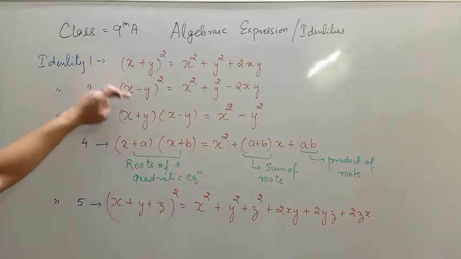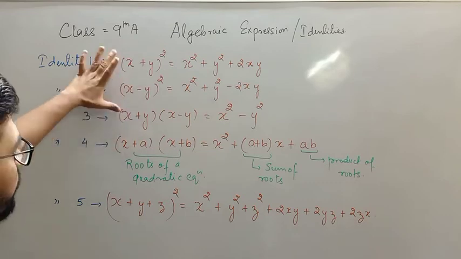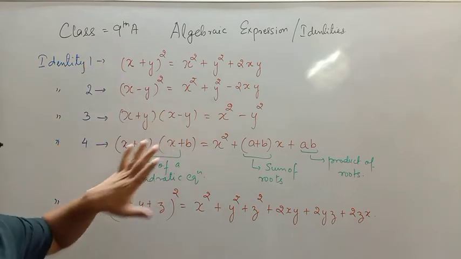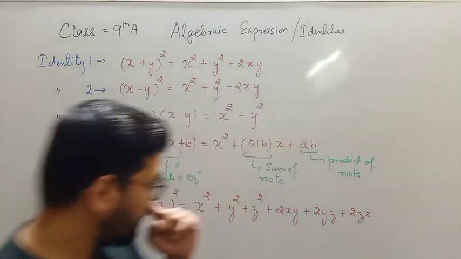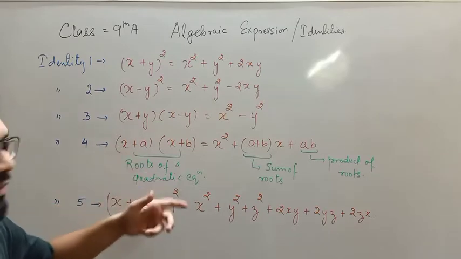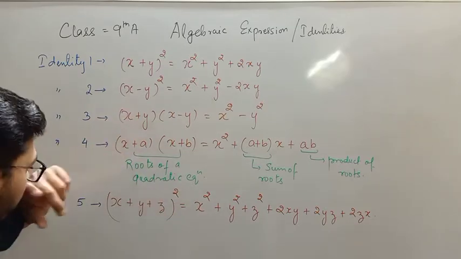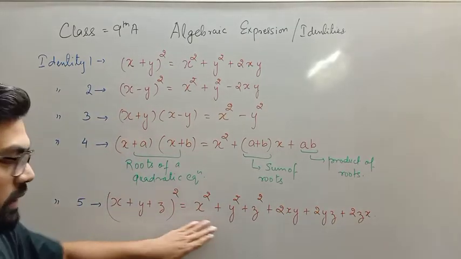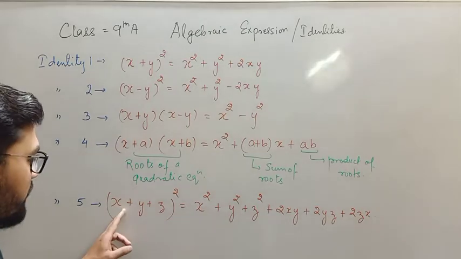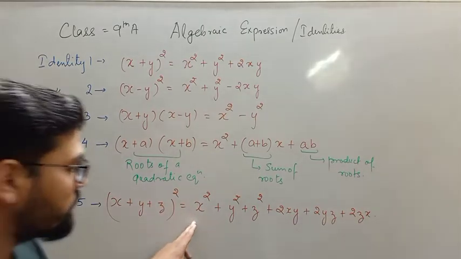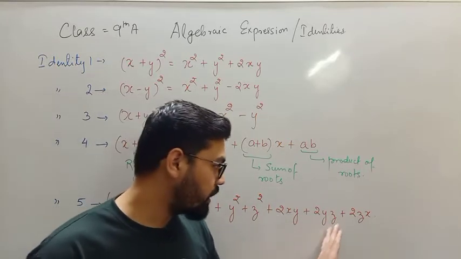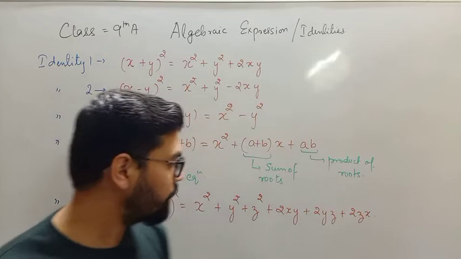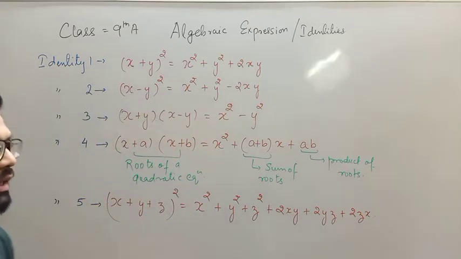So 1, 2 and 3, these are the basic identities that you have learned in class 7th and 8th also. The fourth is nothing but a refined form of a quadratic equation. Now this identity is new for you all: (x + y + z) whole square is x square plus y square plus z square plus 2xy plus 2yz plus 2zx. Very easy to learn these identities. Okay, I just rub this part.